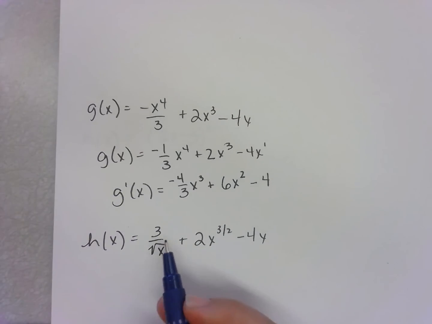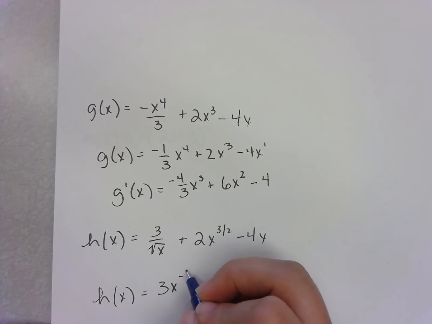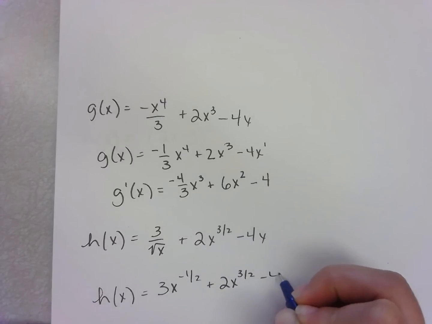All right, so for h I need to rewrite it a little bit before I get started, because I know in order to use my power rule, I need to write this as a power. So I'm going to rewrite h as 3x to the, it's the square root of x, so that's a half, and it's in the denominator, so I want to pull it up. That gives me negative a half, plus 2x to the 3 halves minus 4x.